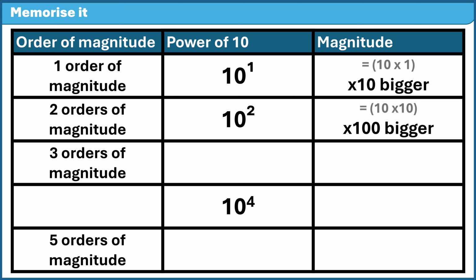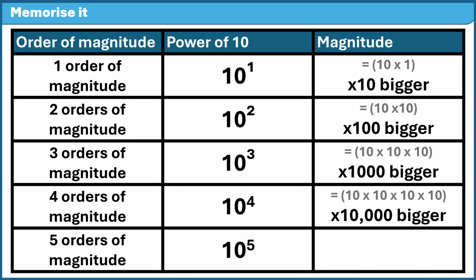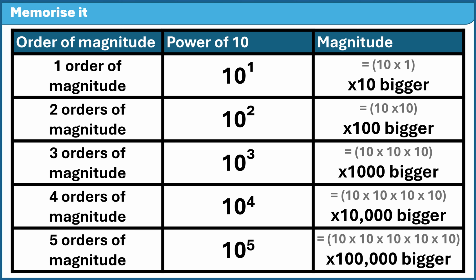3 orders of magnitude equals 10 cubed, which is 1,000 times bigger. 4 orders of magnitude equals 10 to the power 4, which is 10,000 times bigger. And 5 orders of magnitude equals 10 to the power 5, which is 100,000 times bigger. Now let's put this into practice with some real exam style questions.